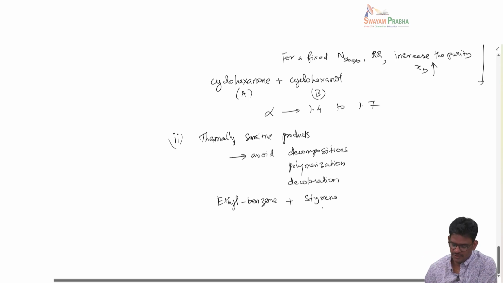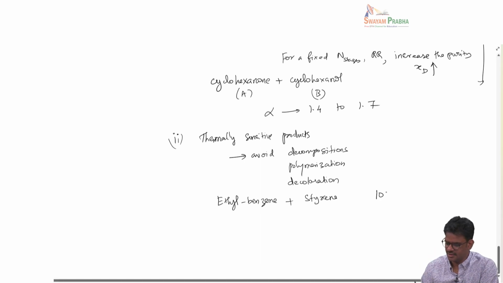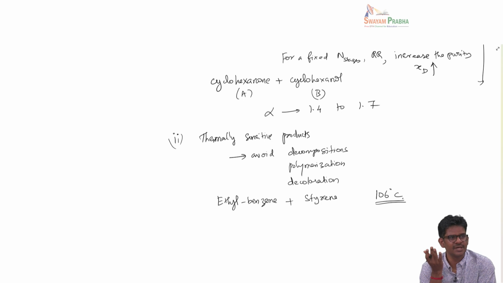Styrene is a monomer, it can also polymerize easily. Okay, so when you try to separate ethyl benzene from styrene in atmospheric distillation, generally it is designed in such a way that the reboiler temperature is never more than 106 degrees Celsius. Okay, if you go to a higher temperature than this, then the styrene will polymerize and become polystyrene, which is undesired. Okay, this is in atmospheric conditions.